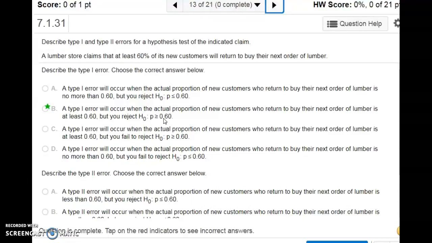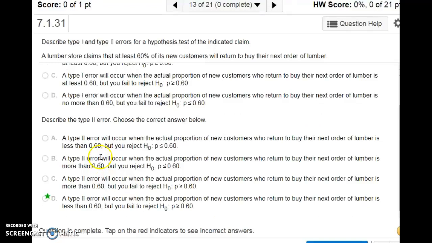So a type 1 error is rejecting a true null. And a type 2 error is failing to reject the null when you should have. So a type 2 error will occur when the actual proportion of customers who return to buy their next order is less than 60, but you fail to reject it. For whatever reason, you gather a sample. The sample doesn't make you want to reject it because of where it fell in the distribution. You didn't think you should reject it. And so based off that sample, you make an error and fail to reject it when in fact, in reality, the proportion who come back is less than 60.